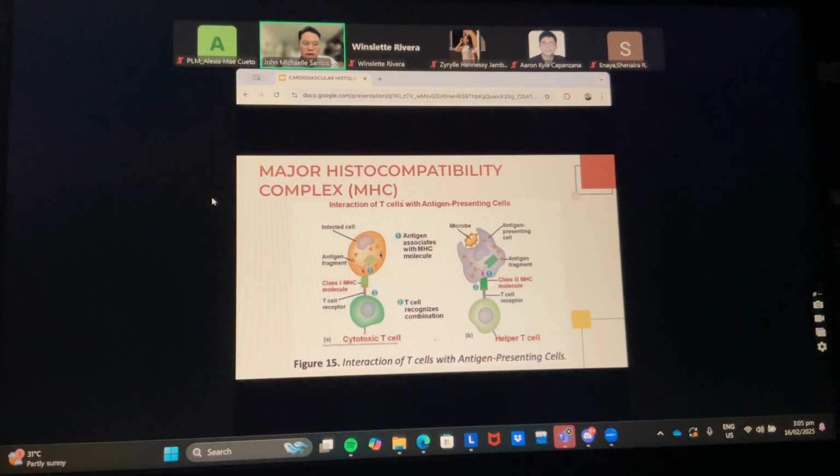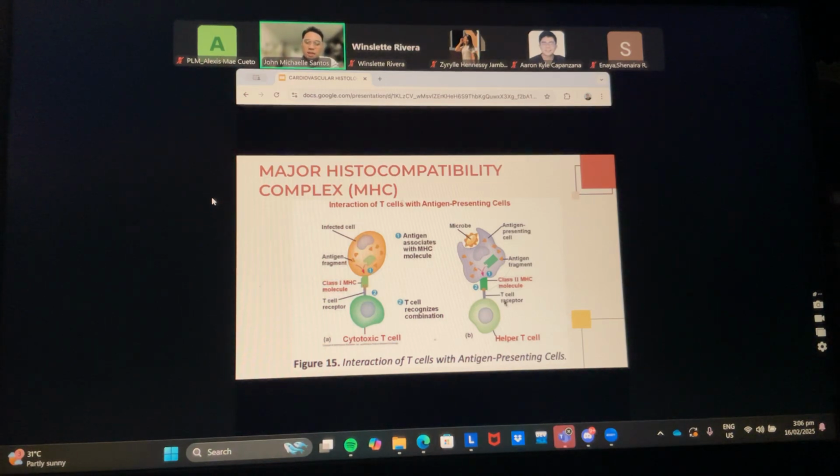So upon the interaction of an antigen-presenting cell, the antigen associates with the major histocompatibility complex. So sa major histocompatibility complex, kukunin niya ngayon si antigen, okay? And then magiging receptor siya. Ipe-present niya ngayon doon sa T-cell receptor. Okay? So kung T-cell receptor, napansin niya, hindi sa akin to. So once na napansin ni cytotoxic T-cell na hindi sa kanya yan, mangyayari, papatayin na nila ngayon si infected cell.